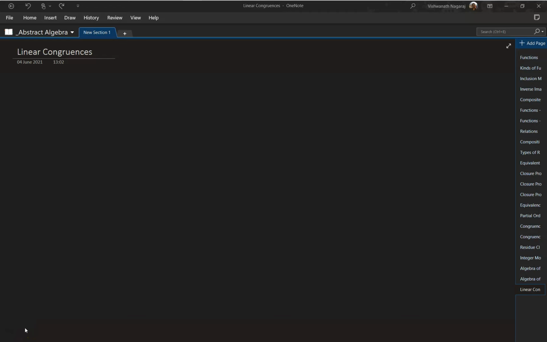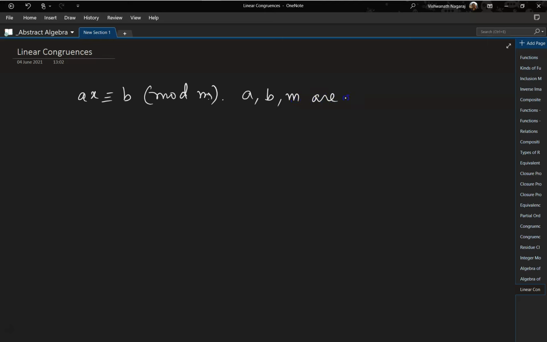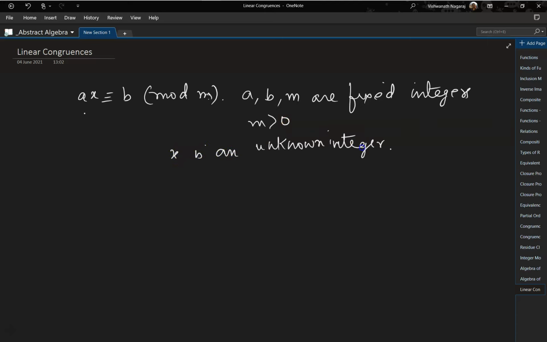Just like we have linear equations, we have linear congruences. So what does that mean? Ax is congruent to B mod M. Here A, B and M are fixed integers where M is greater than 0 and X is an unknown integer. What we have to do is to figure out the X. When we figure out the X value, we find the solution of the linear congruence.